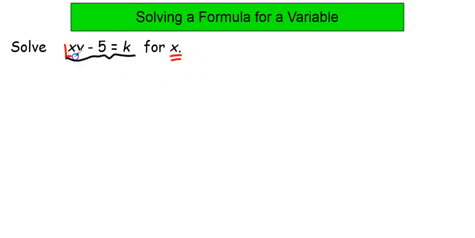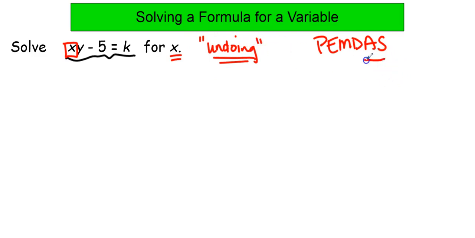So there's my x. I need to undo everything that's being done to x. So in undoing this stuff, I've got to remember my rule. My rule is PEMDAS. Please excuse my dear Aunt Sally. This tells us the order in which we want to operate. But here we're undoing operations. Because we're solving for a particular variable, we're undoing operations, so we actually work backwards through this thing.